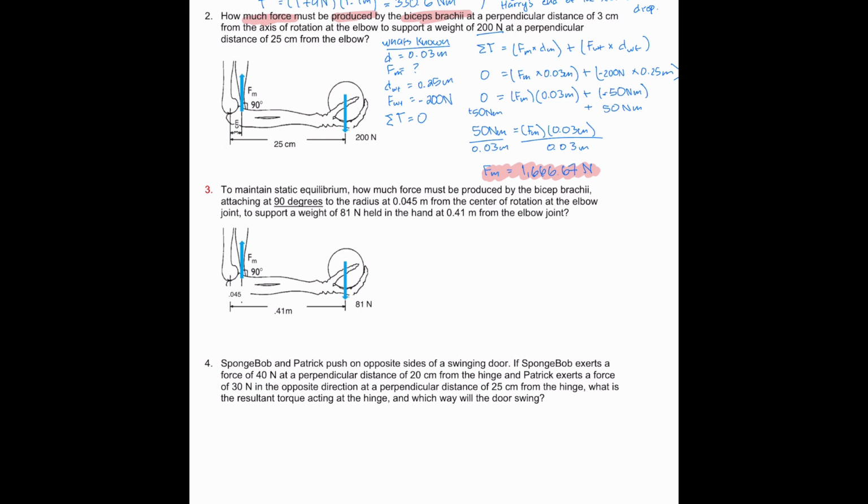But this one, if you think about it, is much more simplified, and it's already given to us what we want to find. So if anything, this one should be relatively easier. Let's always start with what's known. In this case it's the same process. It's asking how much force is produced by the biceps brachii, so we're looking for the exact same thing as question number 2. So let's start off with what's known.